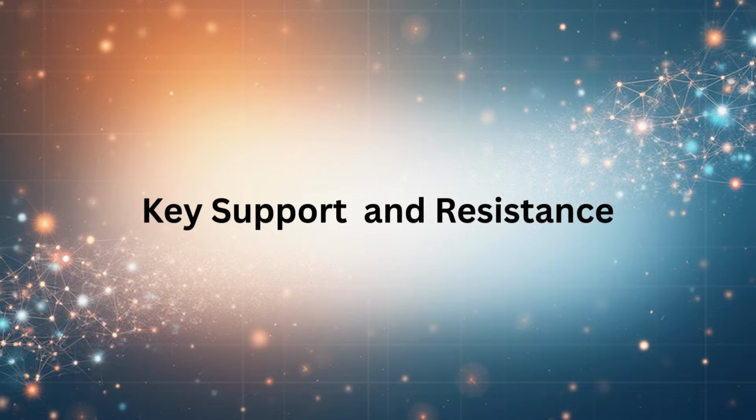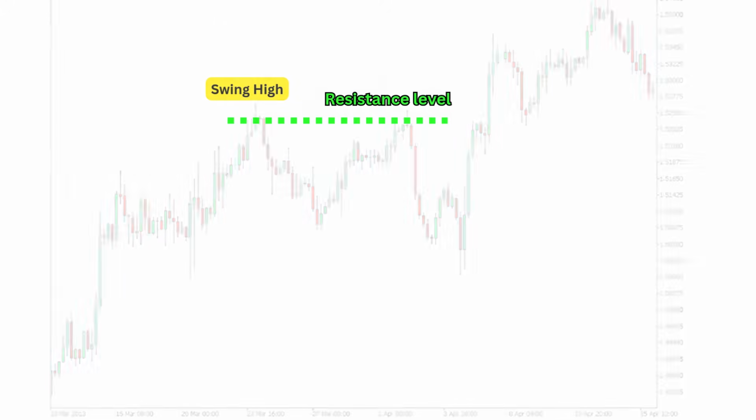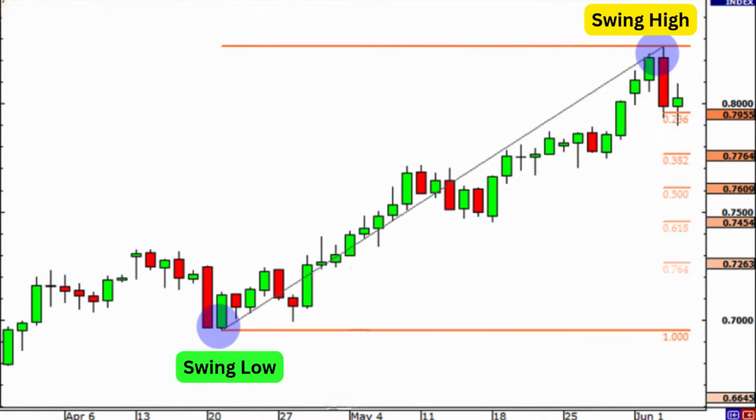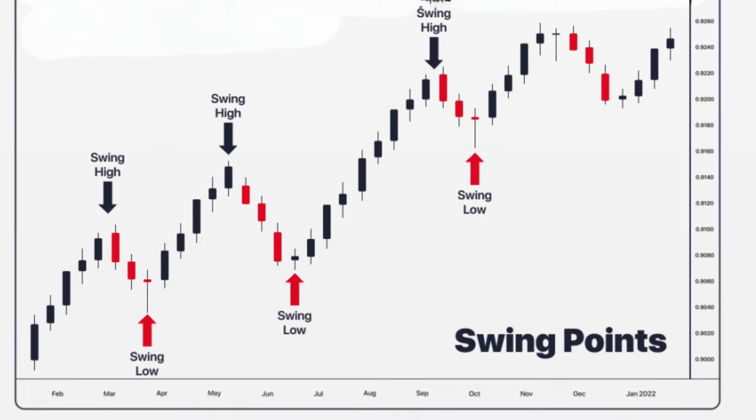Next comes key support and resistance. Price action is built on swing highs and swing lows. Swing highs show resistance while swing lows show support. The distance between swings tells you the strength. Wide swings mean it is a strong trend. Small swings mean it's a weak trend. Price often grabs liquidity above previous highs and below previous lows. These are common reversal points.